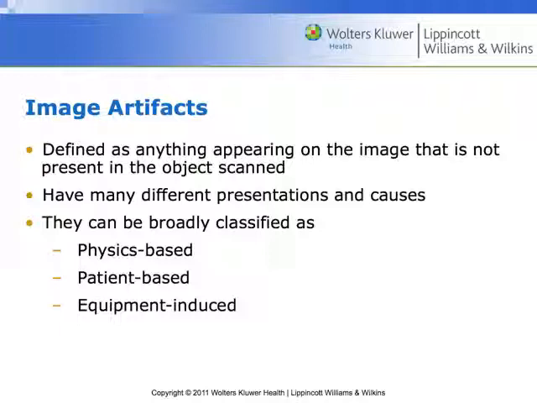Image artifacts. This is also in task 23. So anything that appears on the image that is not present in the object itself, we're going to call an artifact. And there's a bunch of different kinds of artifacts. This is kind of the remainder of this lecture. We'll talk about what those artifacts look like and what caused them. They're typically physics-based, patient-based, like with metal or motion, or equipment-induced. There's certain kinds of artifacts that it's just because the equipment is not quite calibrated right, so it's producing an artifact.